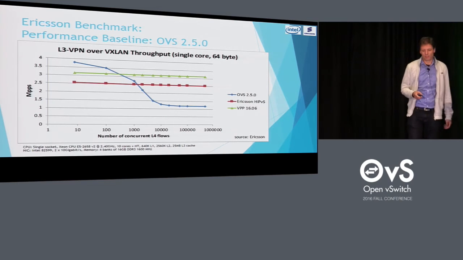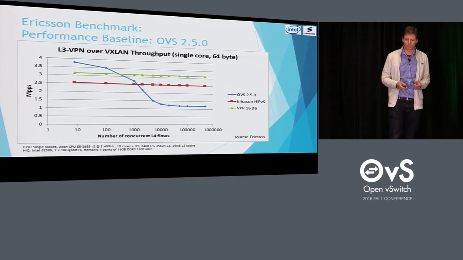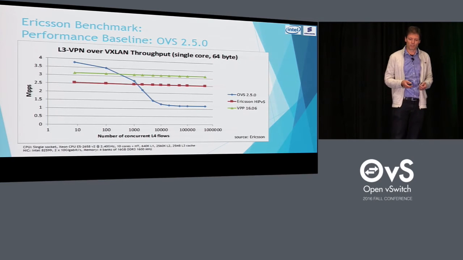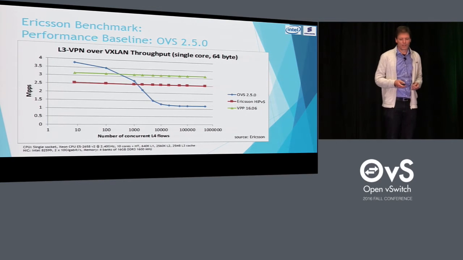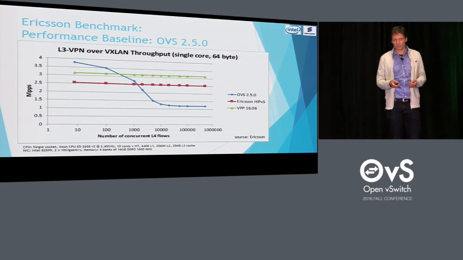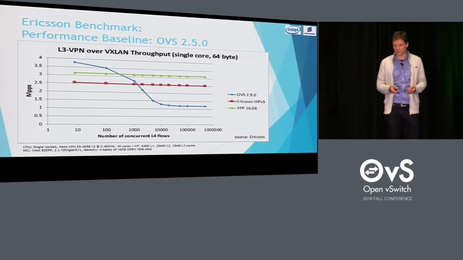We took our real-life example of a layer 3 VPN pipeline to benchmark the performance of traffic running between two VMs on two different compute hosts, going over a VXLAN tunnel between them. So this is one of our typical cloud NFV infrastructure use cases. And we tested 3 vSwitches. We tested OVS 2.5. This work happened basically before the summer break, so OVS 2.5 was the most recent version out there.